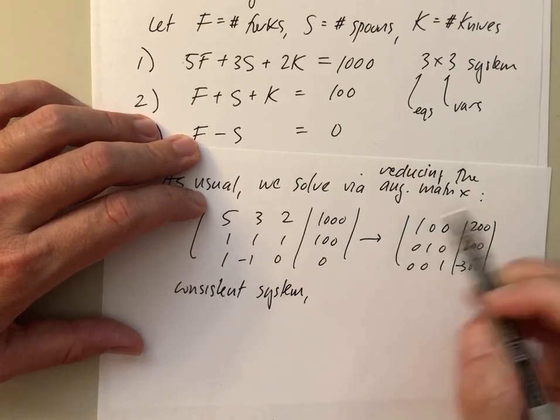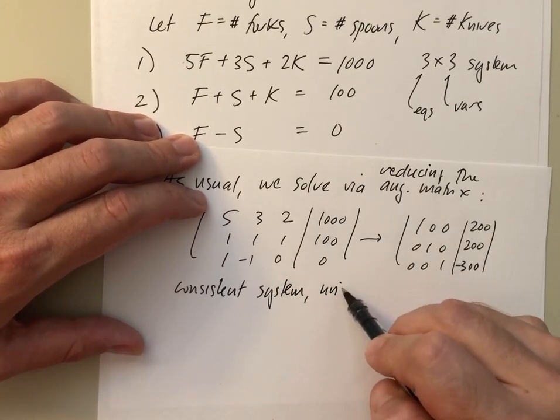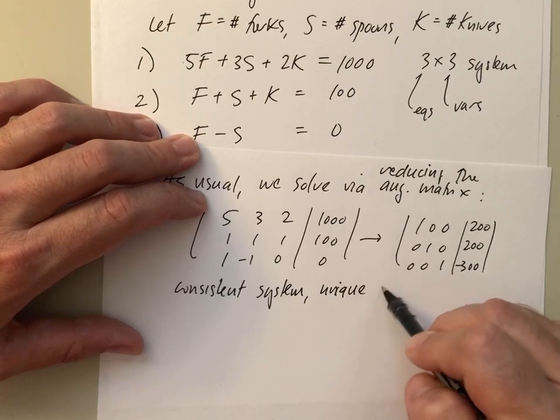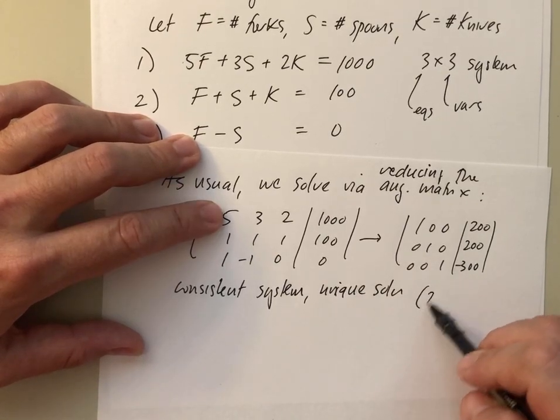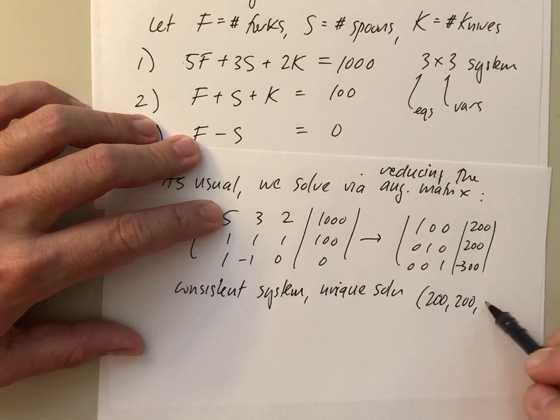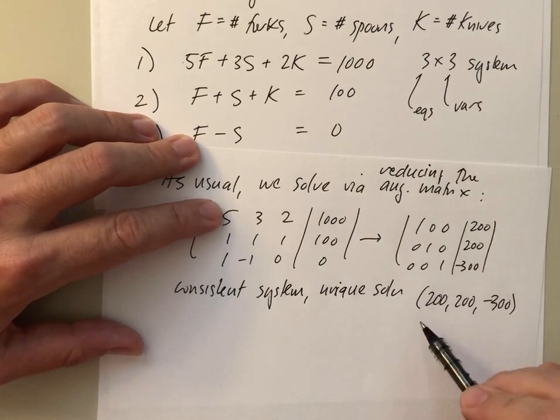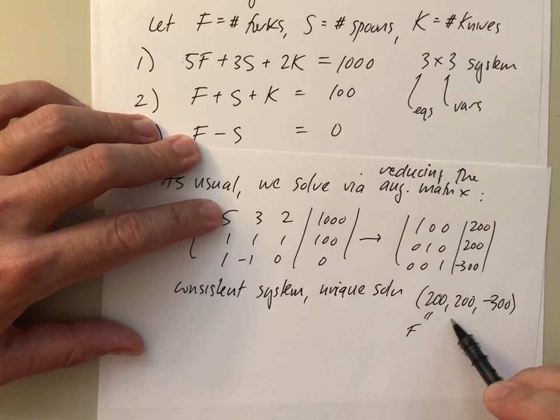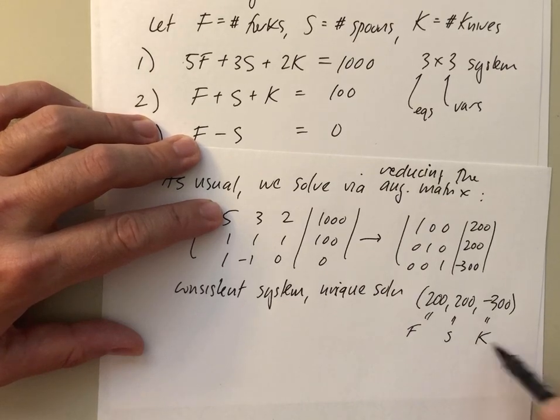And it has a unique solution, right? There's no free variables. The unique solution is, well, 200, 200, minus 300. Now, wait a second, right? This is the number of forks, this is the number of spoons, this is the number of knives.